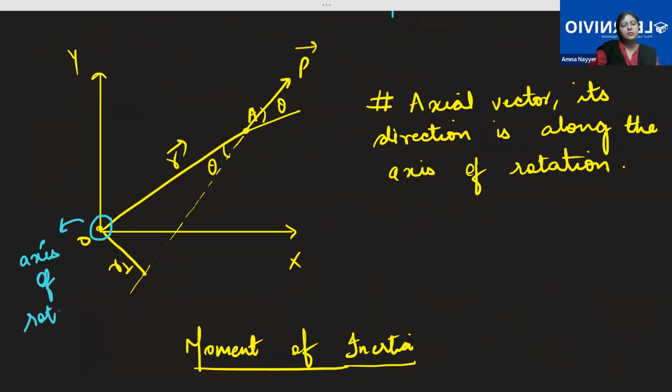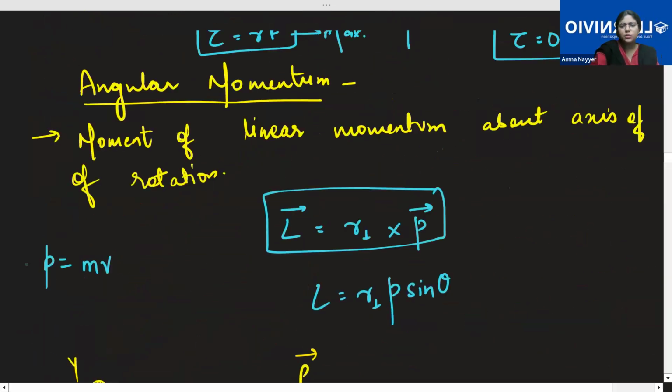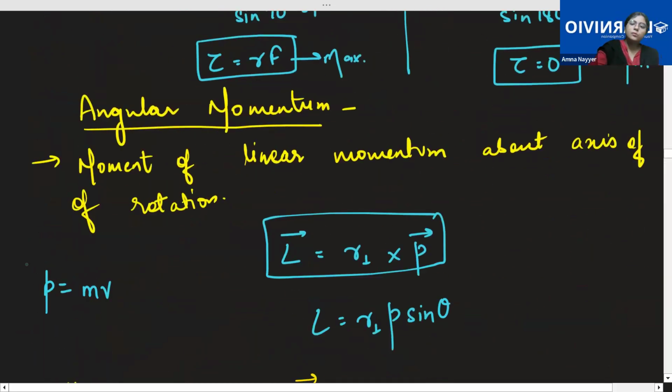Write down this angular momentum as well.